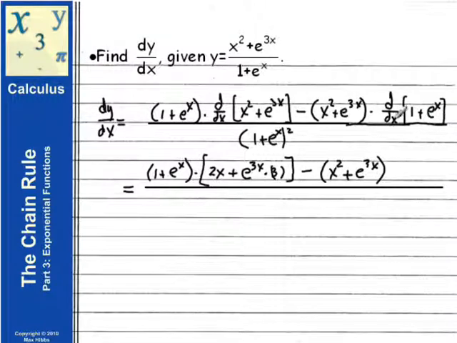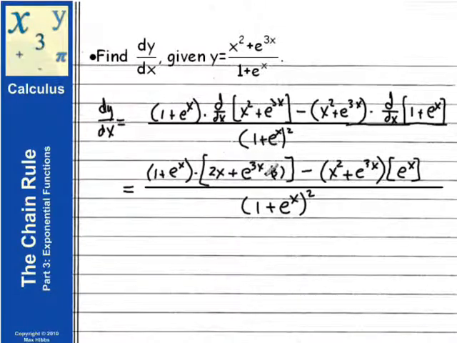Well, this is a sum again, so we take the derivative of each term. The derivative of 1, of course, is just 0, but the derivative of e to the x, oh, well, that doesn't require the chain rule, does it? That's just e to the x. And then, of course, we have all that divided by 1 plus e to the x, the quantity squared.